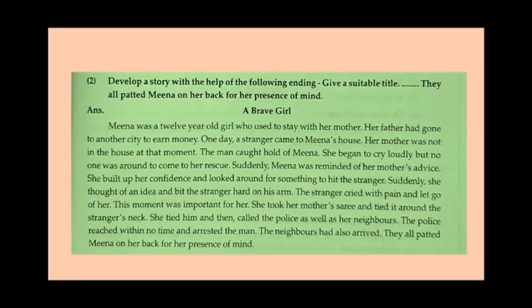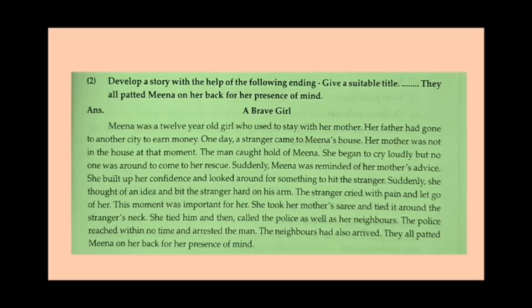This moment was important for her. She took her mother's sari and tied it around the stranger's neck. She tied him and then called the police as well as her neighbors. The police reached within no time and arrested the man. The neighbors had also arrived. They all patted Meena on her back for her presence of mind.